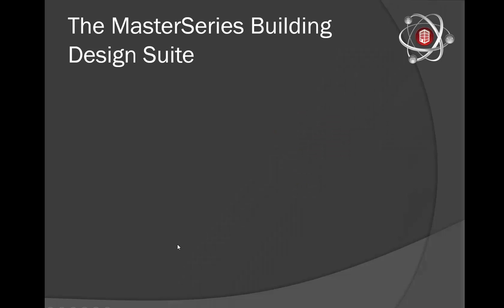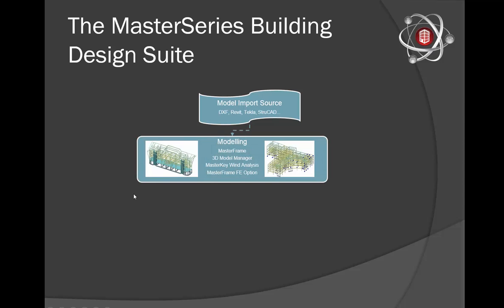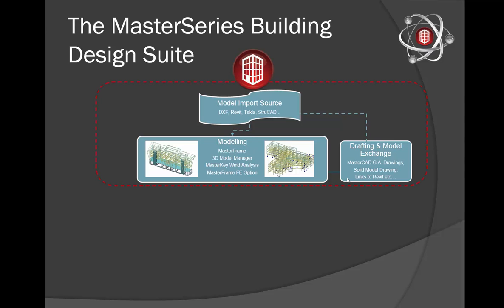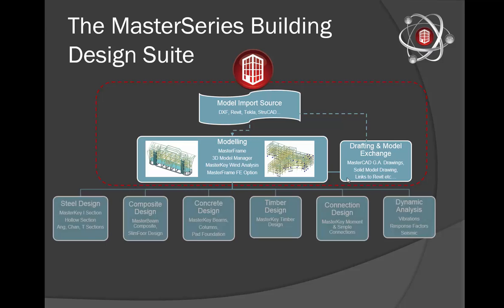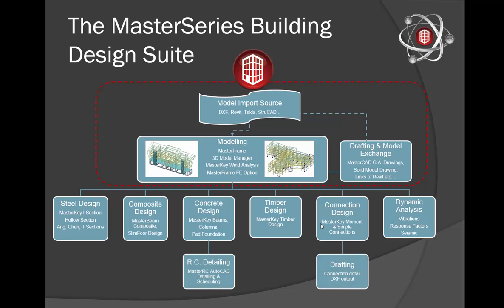in the whole range. So we have a system called the Building Designer Suite, and it allows you to import models from Tekla, Revit, DXF, and put that into our 3D modeling system to do all analysis, and we can exchange files back and forwards through that. That system, called our Building Design Suite, is the core part. We can then integrate our design into all of these different design areas: steel, composite, concrete, timber, connections, and even do dynamic analysis and design. And we can also output RC details and DX files.